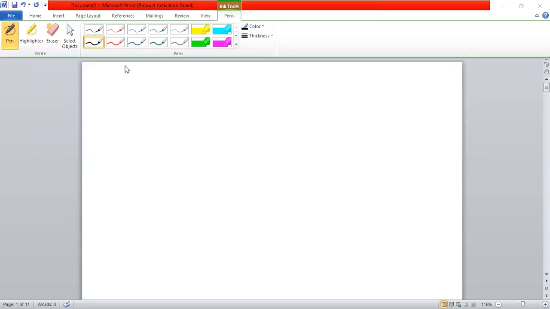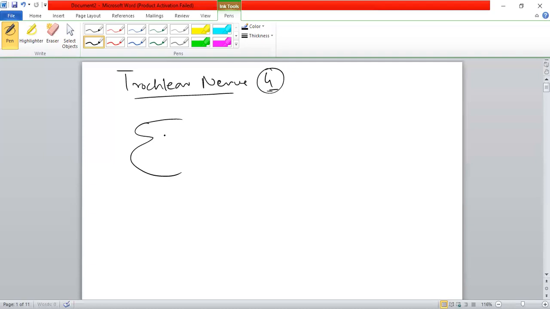Okay, so let's talk about the trochlear nerve, because it is often a confused topic to be discussed. So, what is the trochlear nerve? The trochlear nerve is basically the fourth nerve. Okay, so it comes out of the midbrain at the level of the inferior colliculus.